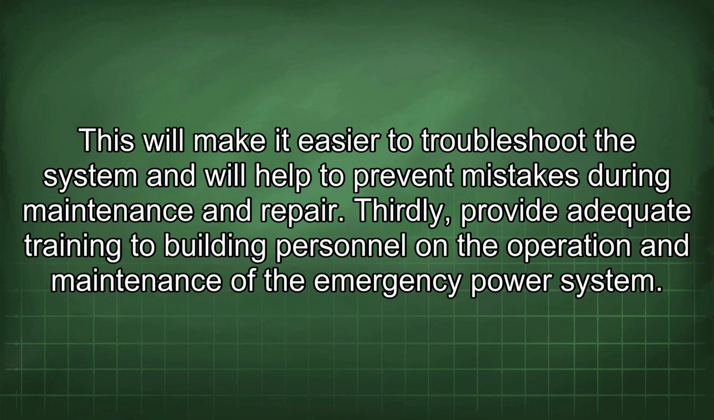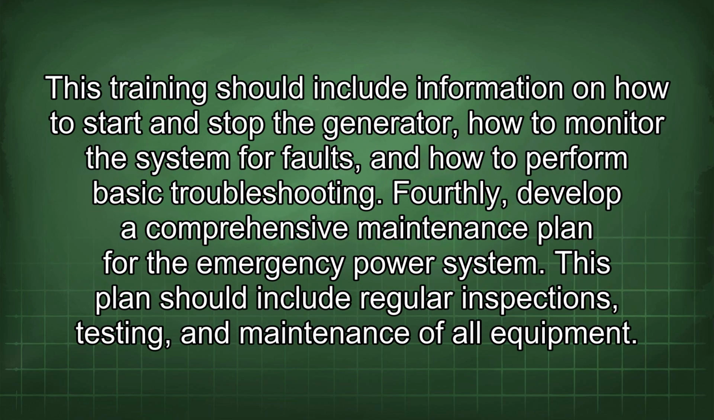This will make it easier to troubleshoot the system and will help to prevent mistakes during maintenance and repair. Thirdly, provide adequate training to building personnel on the operation and maintenance of the emergency power system. This training should include information on how to start and stop the generator, how to monitor the system for faults, and how to perform basic troubleshooting.